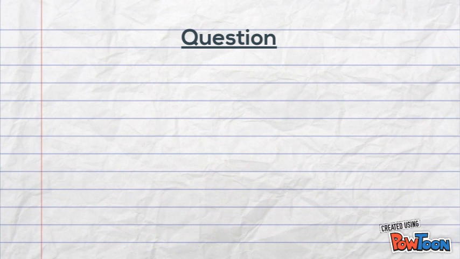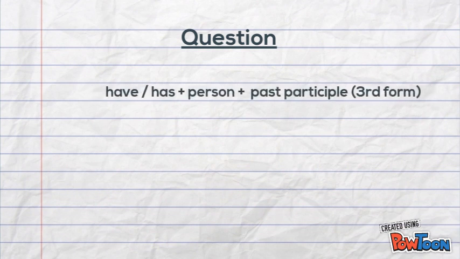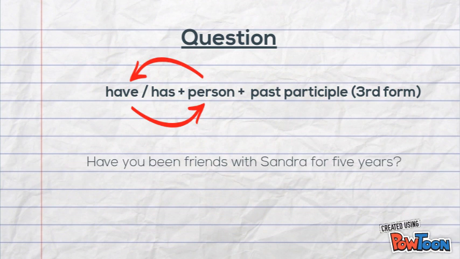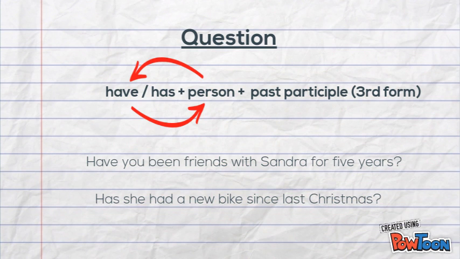The questions are quite easy. All that needs to be done is switch have and has with person, which means have and has stand at the beginning, then comes the person, then the past participle. Have you been friends with Sandra for 5 years? Has she had a new bike since last Christmas?